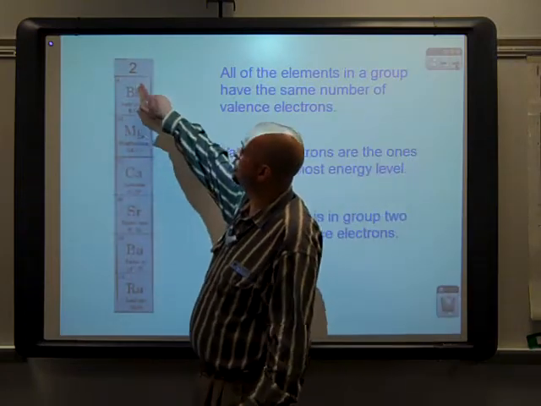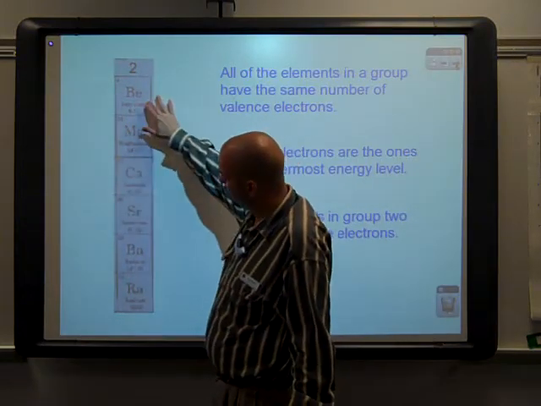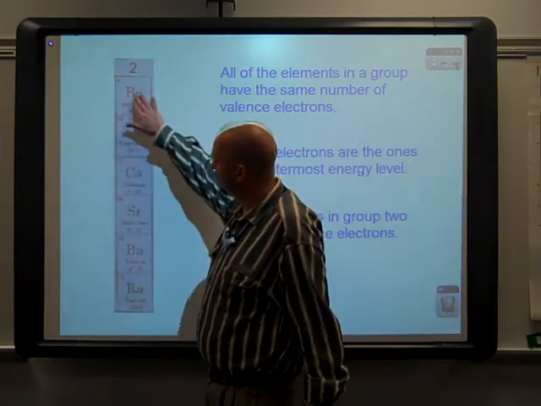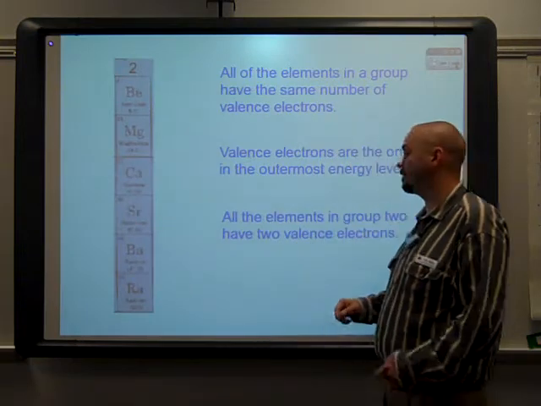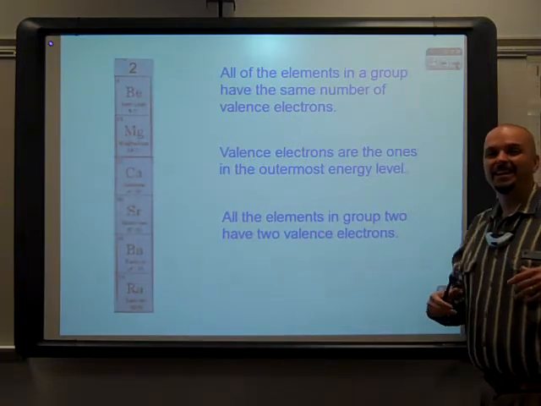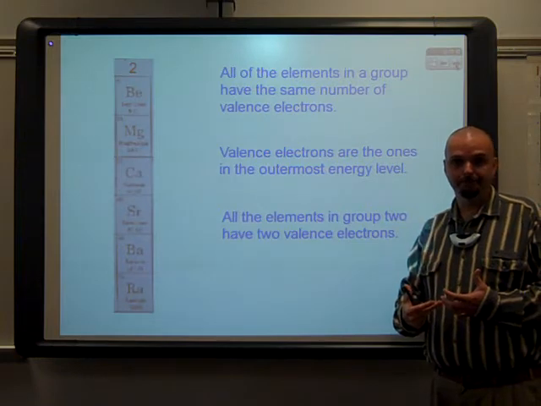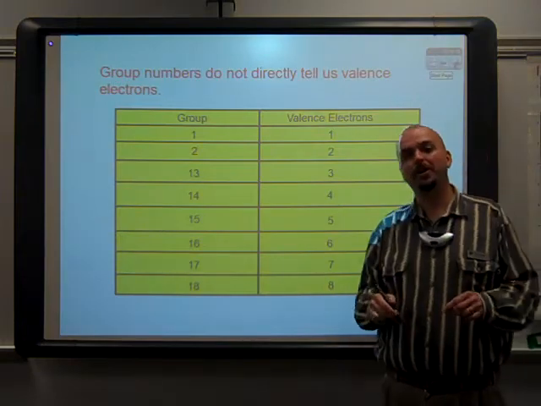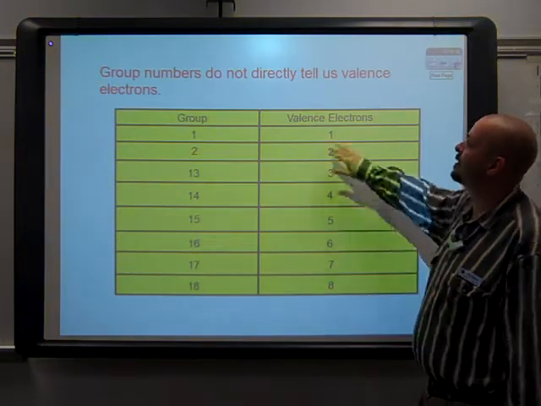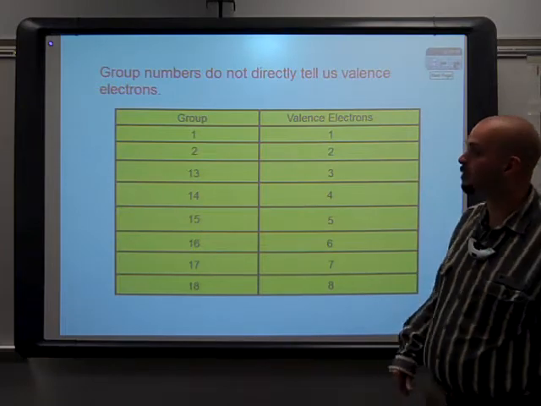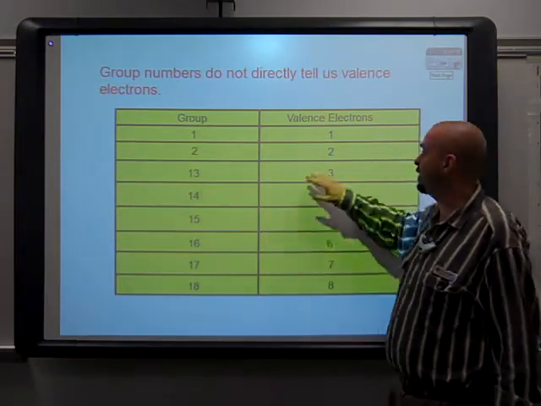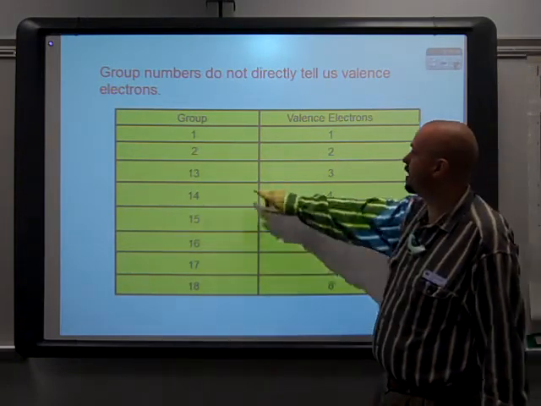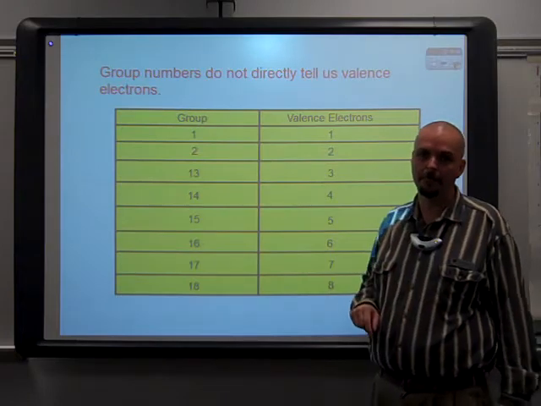This is group 2 that I've removed from the periodic table. Beryllium on top, radium on the bottom. All the elements in group number 2 have 2 valence electrons. The period numbers are easier to work with because period directly tells us how many energy levels we have. Groups are just a little bit more difficult because it's not a direct relationship to the number of electrons. For group 1 and 2, it is straightforward. Group 2 had 2 valence electrons. If I picked something out of group 1, it would have had 1 valence electron.